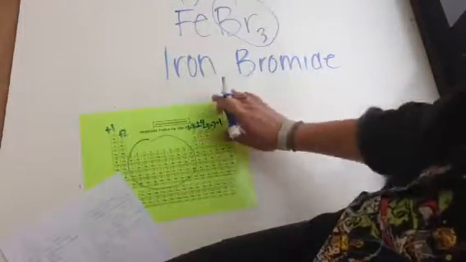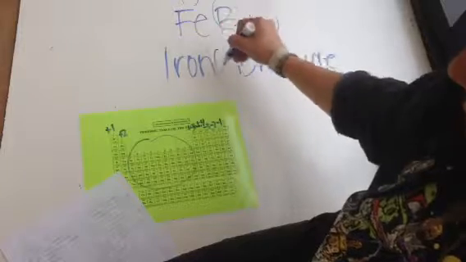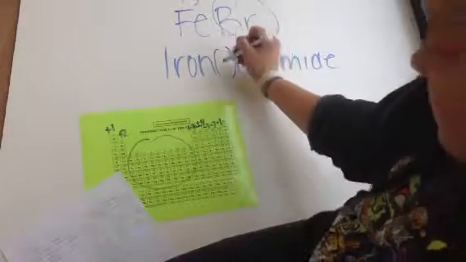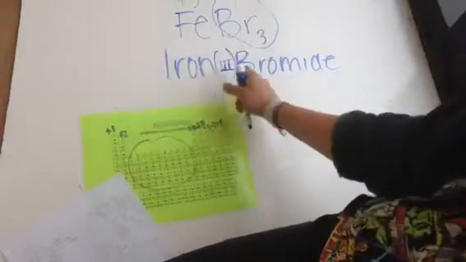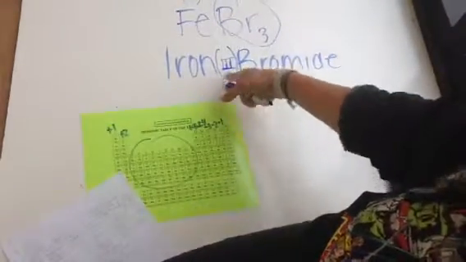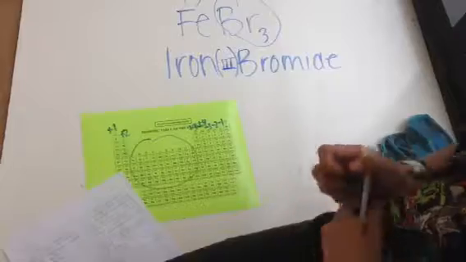So the way you write that is you write iron, and then in between iron and bromide, you write parentheses and write the Roman numeral of the charge. So this is iron(III) bromide. That's 3 as a Roman numeral.